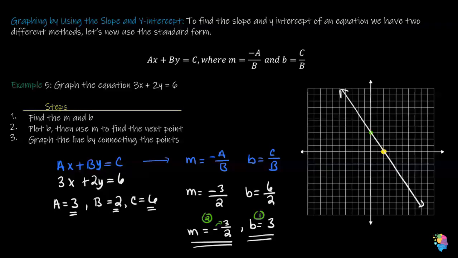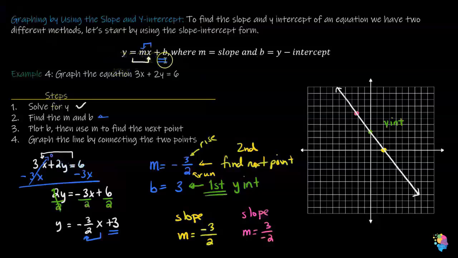Now, one drawback that this method has, regardless if you use the standard form to find the slope and the y-intercept, or you use the slope-intercept form to find the slope and the y-intercept, is that b could end up being a fraction. We will find it difficult to graph since we will have to approximate where that b is located.